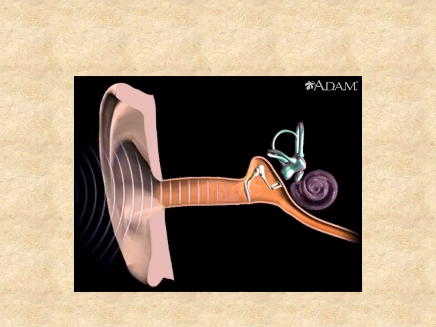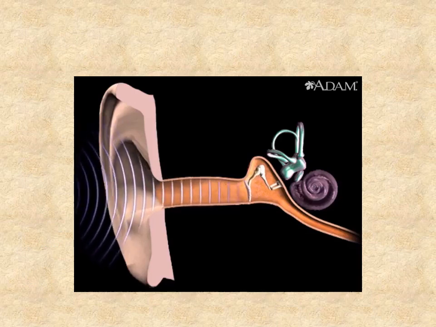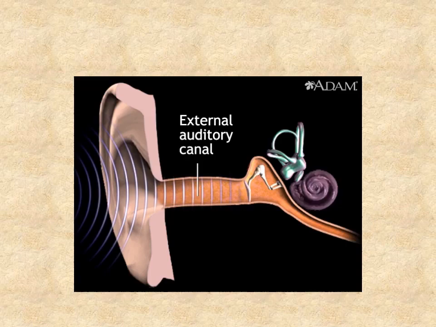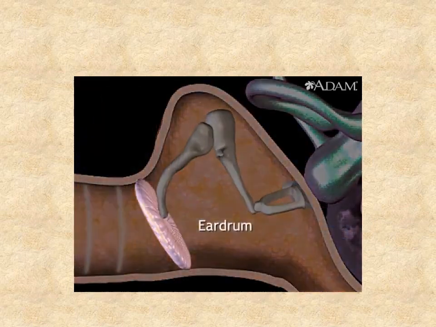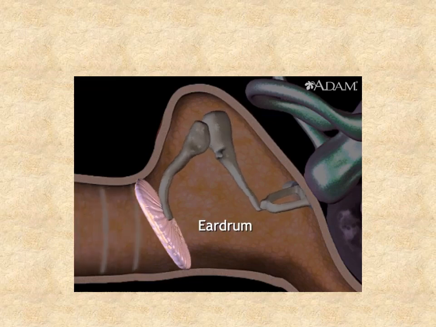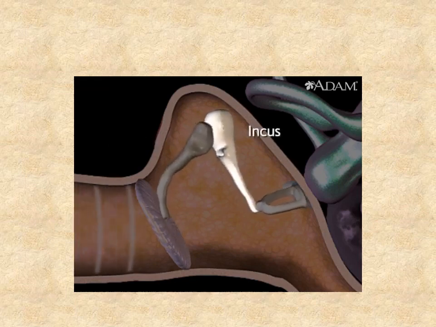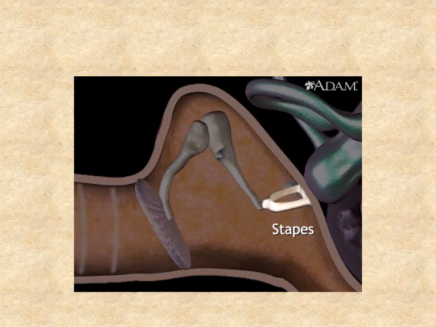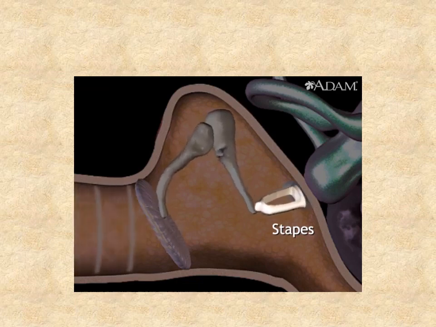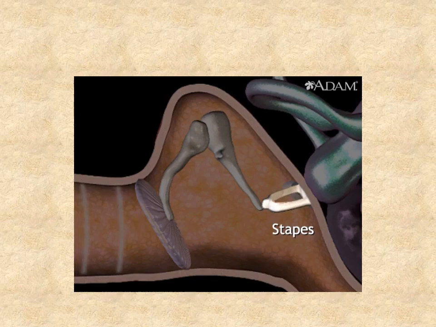So let's watch this video to sum up what we have said so far. Sound enters the ear through the external auditory canal before striking the eardrum and causing it to vibrate. The eardrum is connected to the malleus, one of 3 small bones of the middle ear. Also called the hammer, it transmits sound vibrations to the incus, which passes them to the stapes. The stapes pushes in and out against the structure called the oval window.